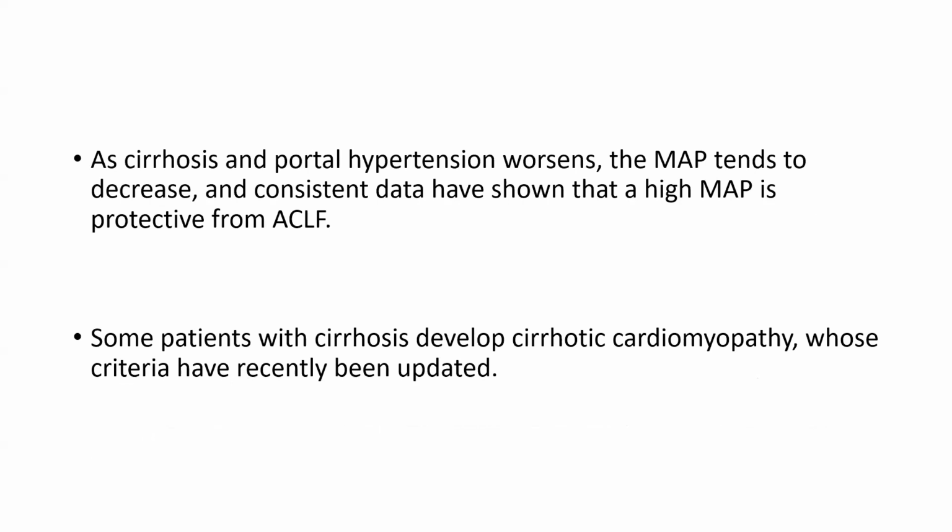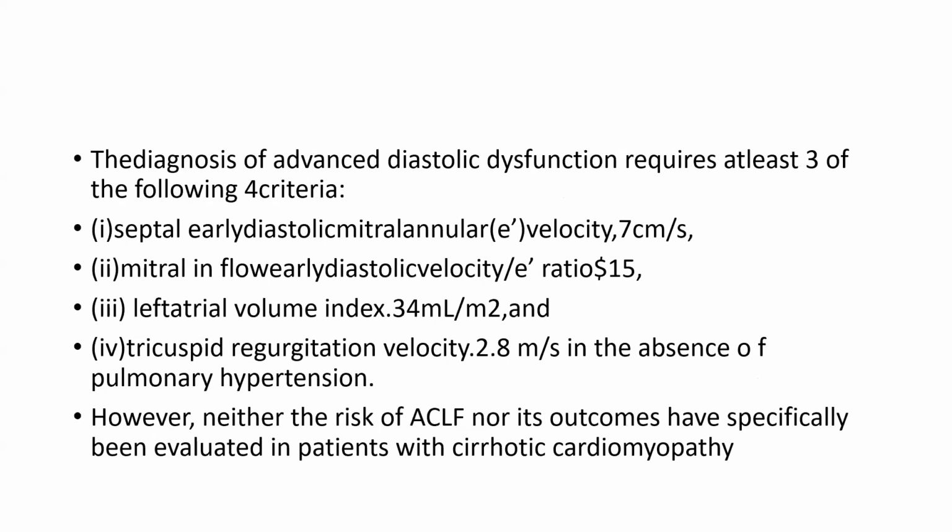Some patients with cirrhosis may develop cirrhotic cardiomyopathy, and those criteria have been recently updated. The diagnosis of advanced diastolic dysfunction requires at least 3 of the following 4 criteria: a septal early diastolic mitral annular velocity of 7, a mitral inflow early diastolic velocity to e-prime ratio of 15, a left atrial volume index of 34, and a tricuspid regurgitation velocity of 2.8, in the absence of pulmonary hypertension.